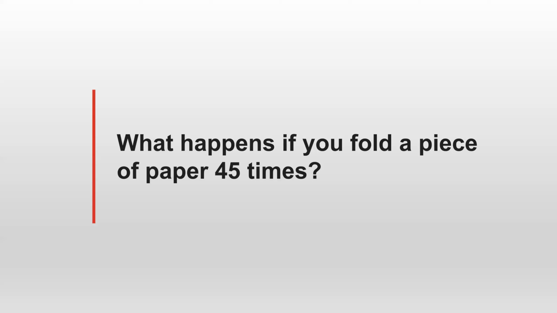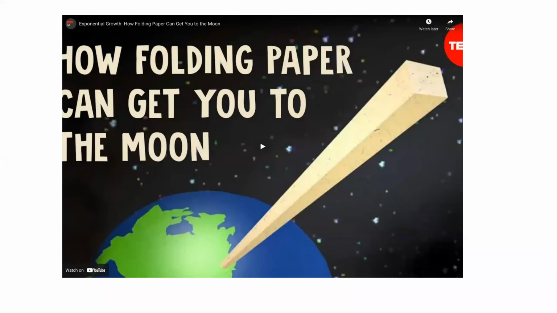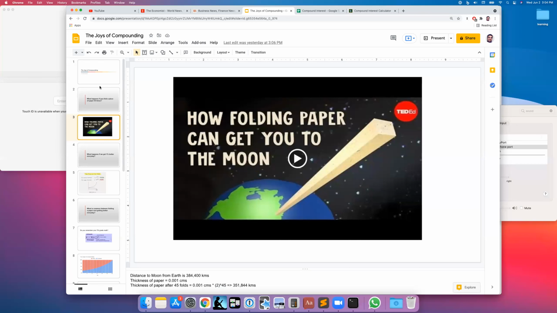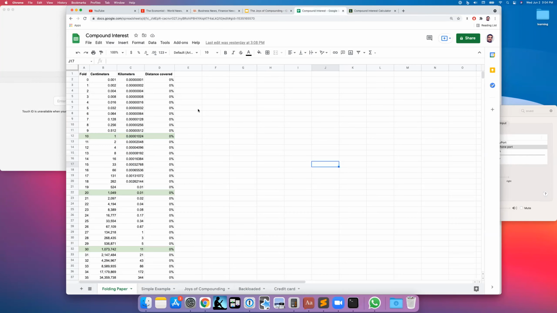You are absolutely right. There's an excellent video that shows you what happens when you fold a piece of paper. On the 45th fold, you would pretty much reach the moon from Earth, and if you fold it one more time, you can come back to Earth. I won't play the video here because I'm not sure of the copyright violations. But I just did some math on this sheet. Can you see the sheet?